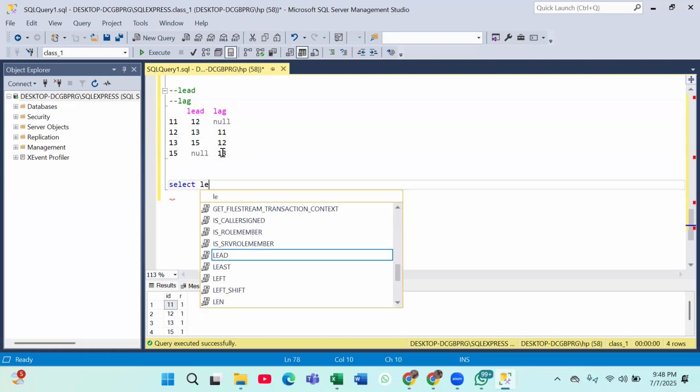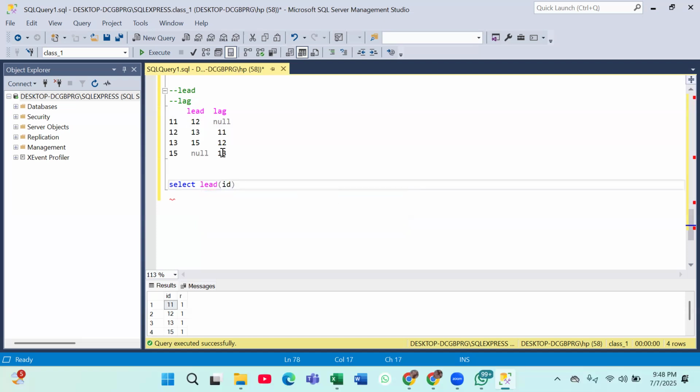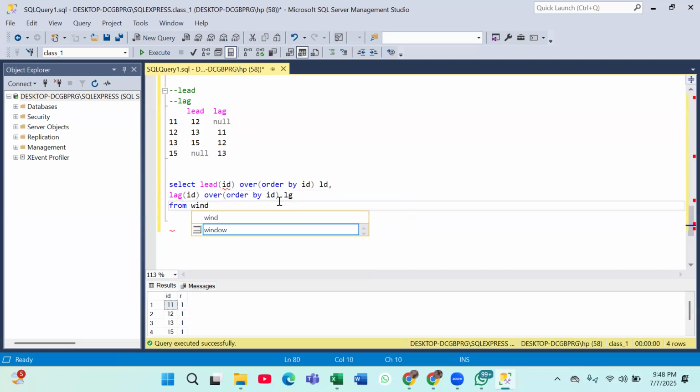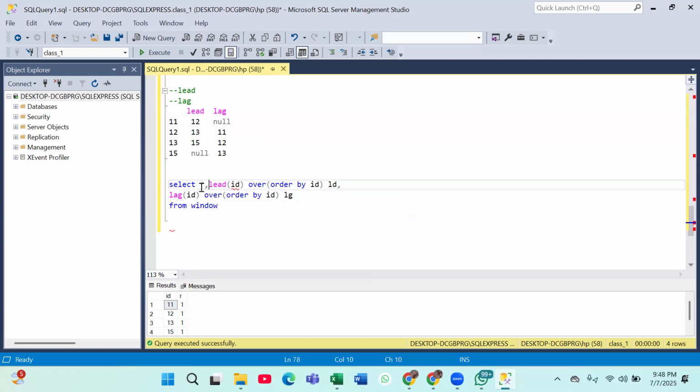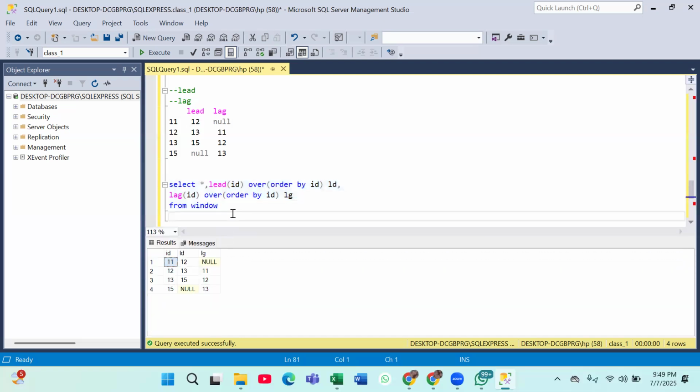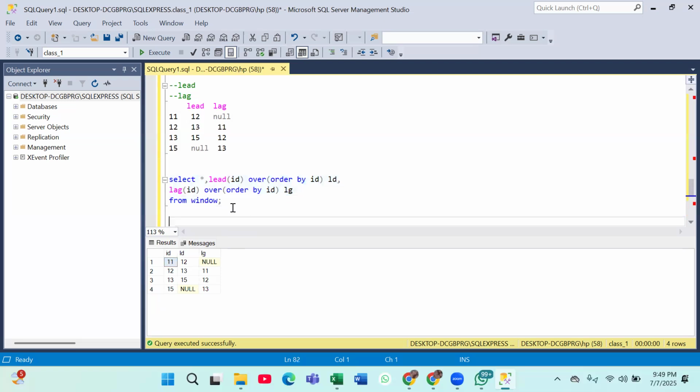How to see the syntax? I'll write lead. In which column? In my ID column. Over, and order by will be compulsory over here also. I'll write here LD as the alias for lead, and I'll do the same for lag. It's from which table? It's from your window table. And I've taken everything. So this is what we can see, right? Can you see that? That's what we have talked about.